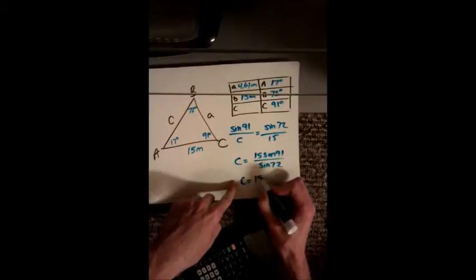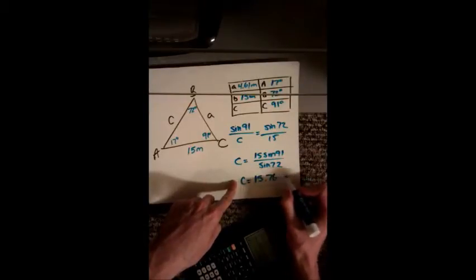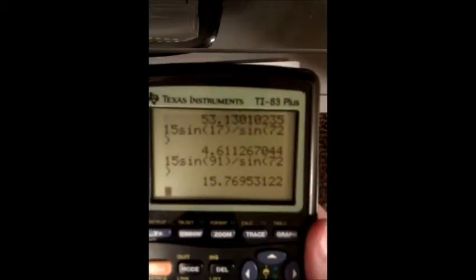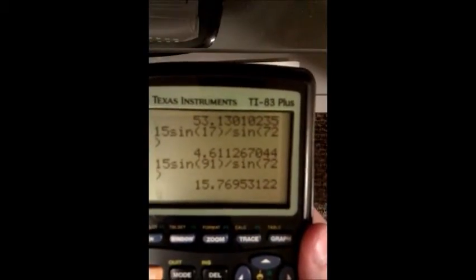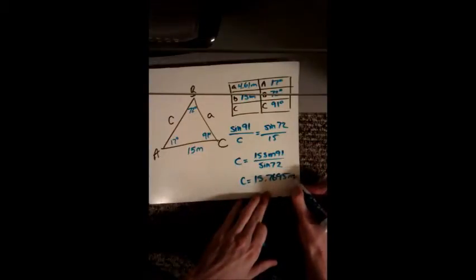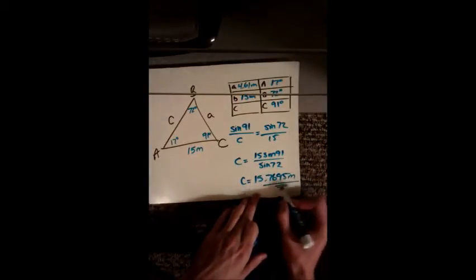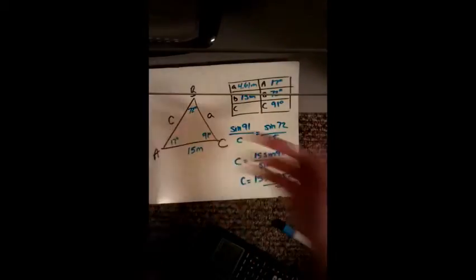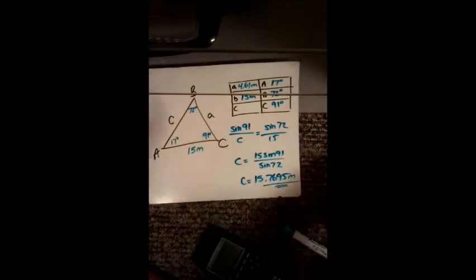So c is 15.7695. I don't want to round up, so I'll put another decimal there so you can see what I typed in. Looks just like that. Fantastic, right? And that's in meters. Be really careful about your units. They're super important. So I've solved everything on the triangle, only knowing 3 pieces. And you can do that, again, anytime you know a pair, you can use the law of sines.